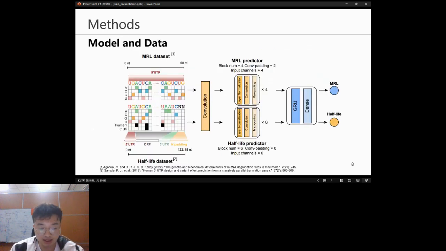Our study utilized two datasets. One focused on mRNA half-life, and the other on mRNA translation efficiency, which is represented by mean ribosome load, MRL. We applied the same architecture for both half-life and MRL prediction, which is a hybrid convolutional and recurrent deep neural network. Here we refer to these two models as the half-life predictor and MRL predictor, respectively.